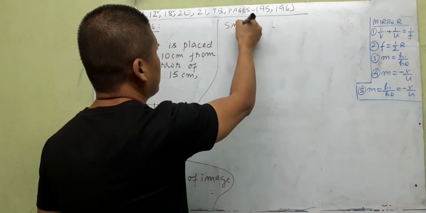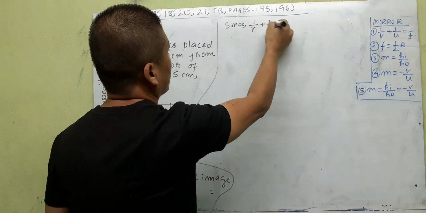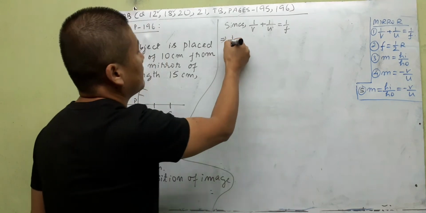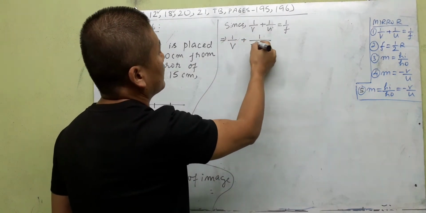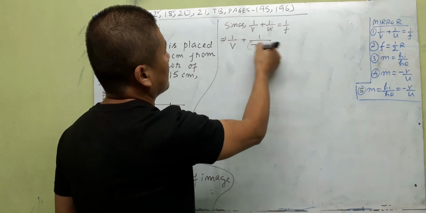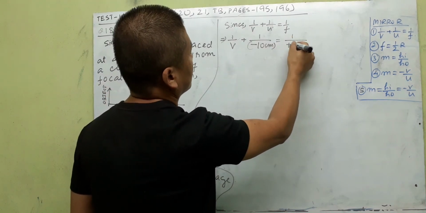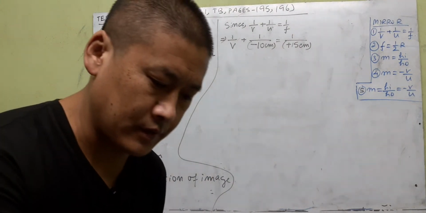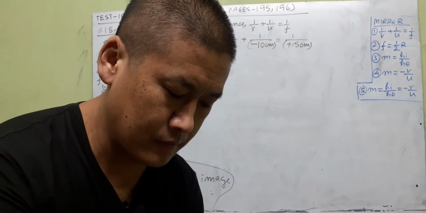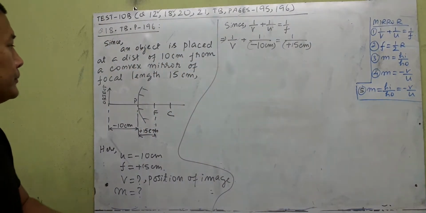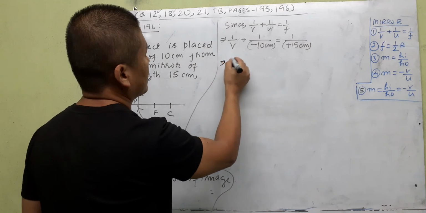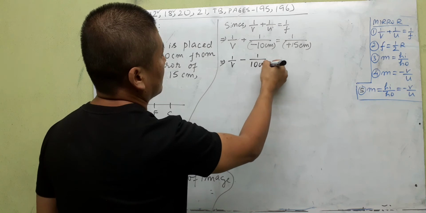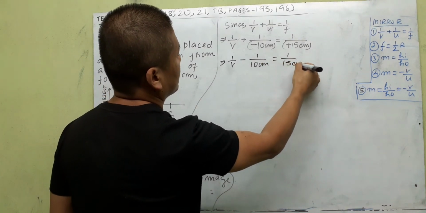Since we know the mirror formula, 1 by V plus 1 by U is equal to 1 by F. So 1 by V, which we don't know yet, plus 1 by U, which is minus 10, equals 1 by F, which is plus 15 centimeter, as we can see here. Let us continue. Here we get 1 by V plus, into minus, minus will come up now, and here 1 by 15 centimeter.